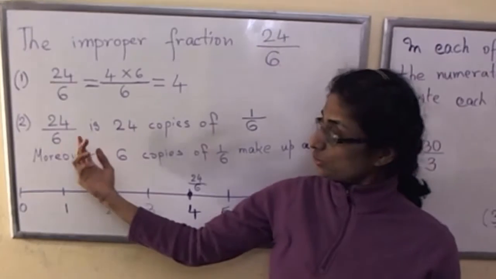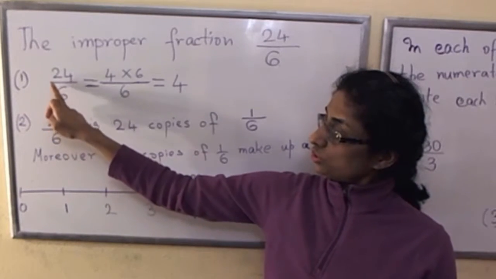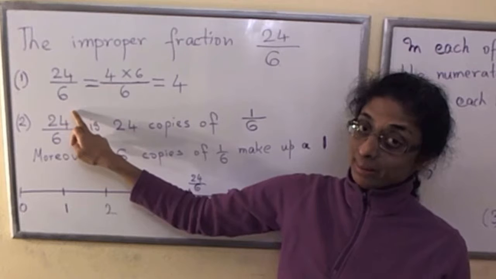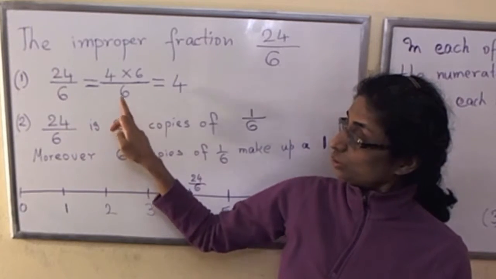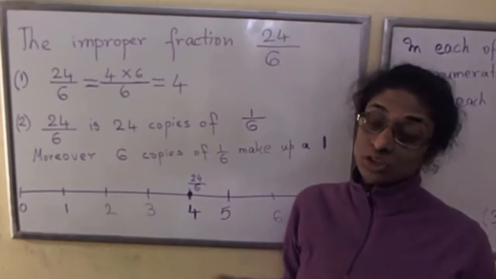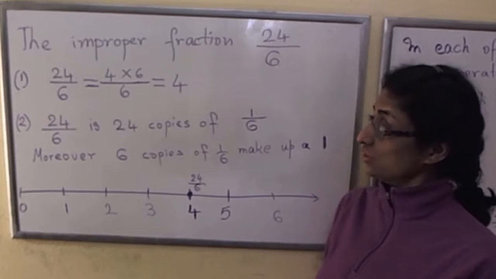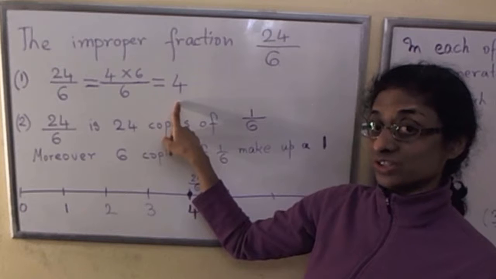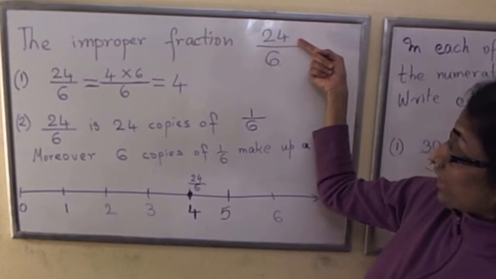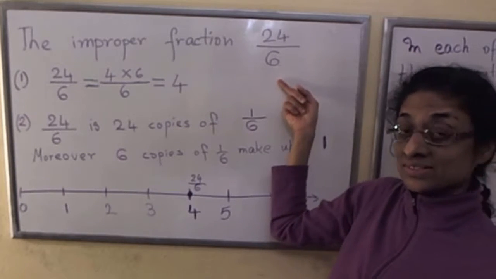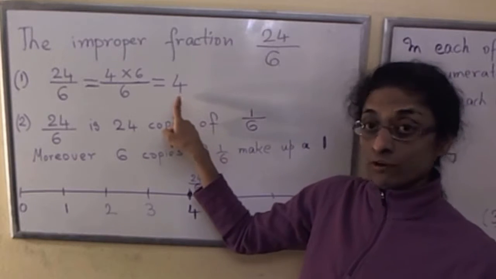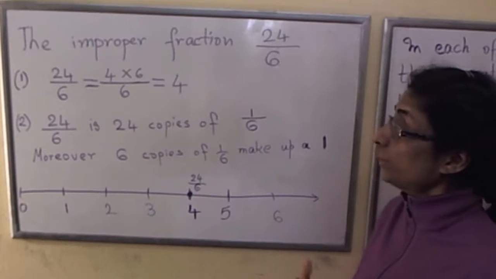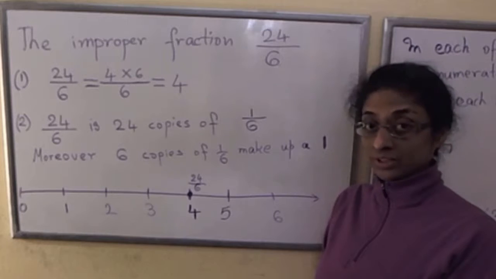Now from a previous lesson, you know that 24 over 6 may be written in this manner. 24 is 4 times 6. And then using the cancellation law of fractions, we can cancel the 6's and get a 4. That means this improper fraction 24 over 6 is exactly the same as the whole number 4. Now there's also another way that you can think about this.